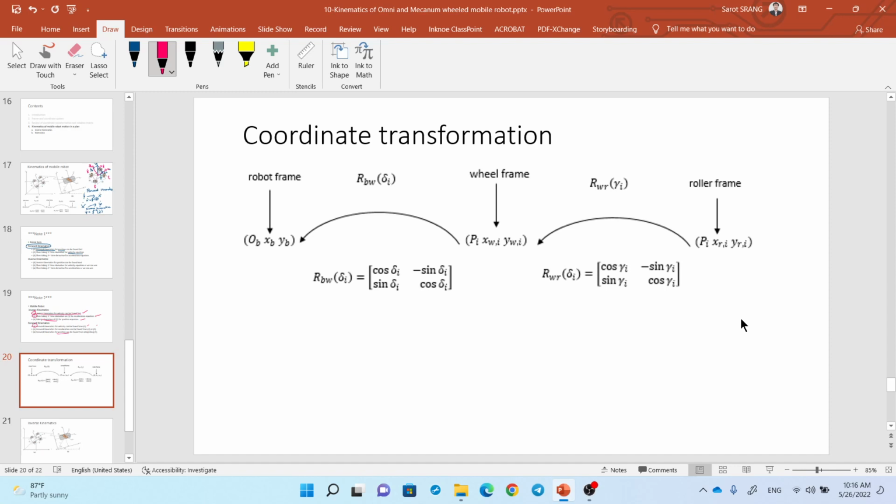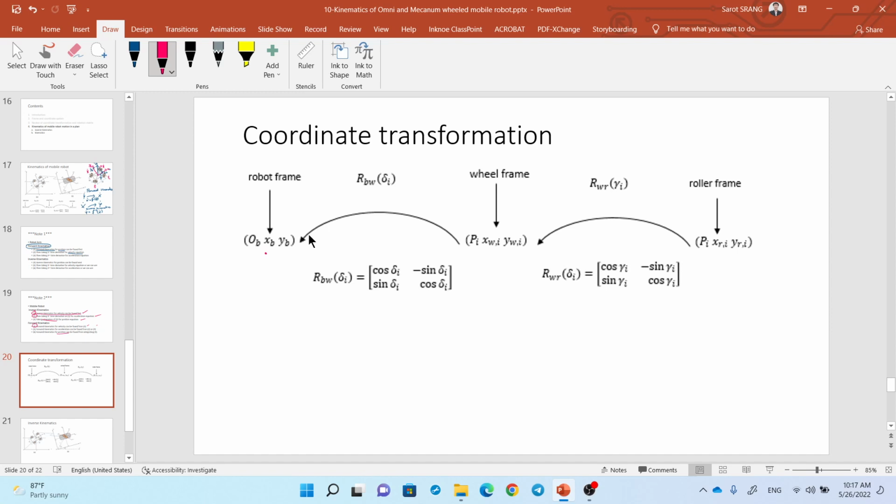So the next part is about rotation matrix also. The coordinate transformation from one frame to another frame using rotation matrices. Okay, now let's see. We already took a look at the body frame and global frame.